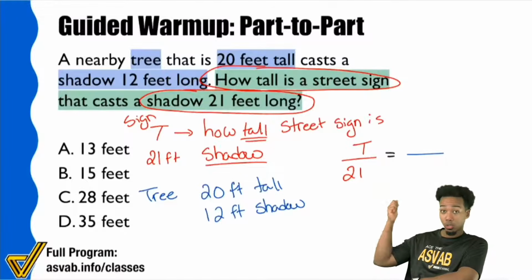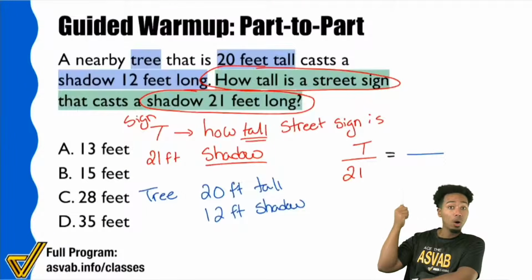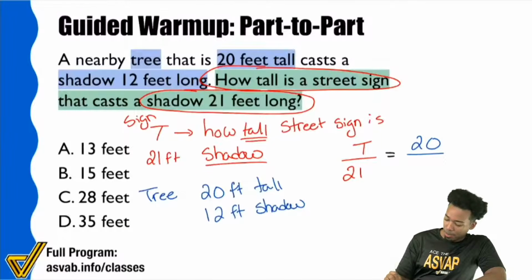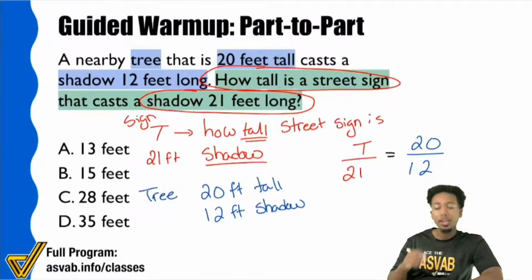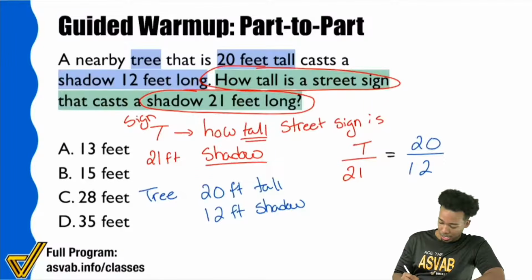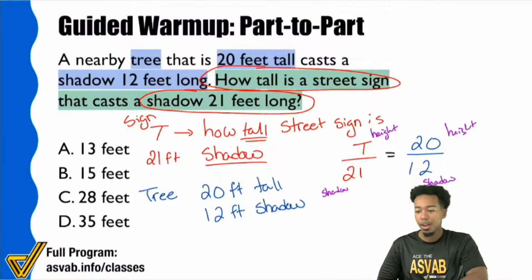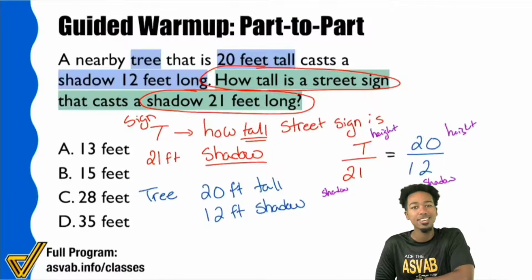That T represents how tall the street sign is. On the left side, on the top, we need to put how tall the tree is. And that'll be 20 up here. And then the bottom, this is shadow. So then this would compare with the shadow. Compare the same things in the same way. So again, this is the height. So height on top, and then shadow on bottom. Shadow on bottom. Compare the same things in the same way.